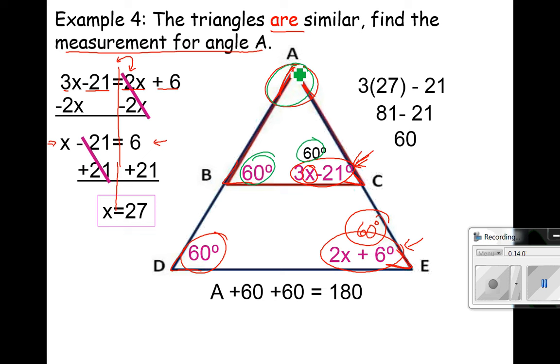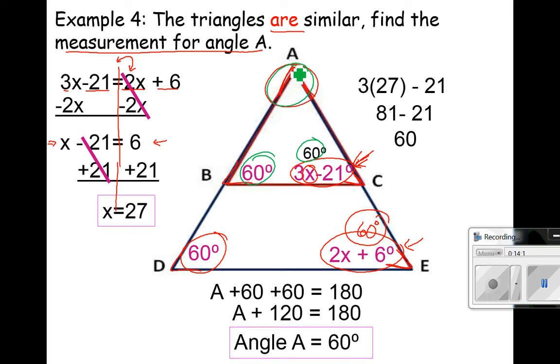And then I combine the 60s. So A plus 120 equals 180. And once I solve the one-step equation, angle A equals 60 degrees. So angle A equals 60 degrees. And I have my final answer.